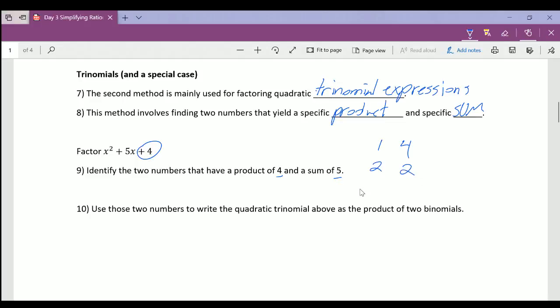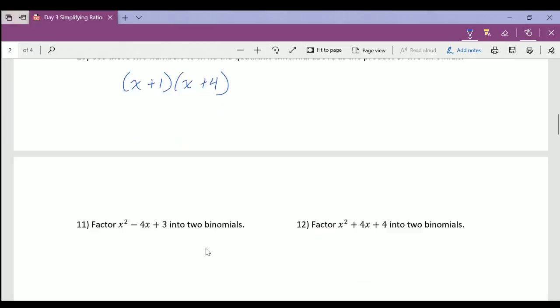2 times 2. Does 3 go into 4? No, it does not. Does 4 go into 4? Certainly does, but we already wrote it down. So we don't have a whole lot of choices for 4. And these two, when you add them together, do give us 5. So it looks like this is going to be x plus 1. There's our 1. And x plus 4. There's our 4. All right, so that's just a quick little review of factoring.